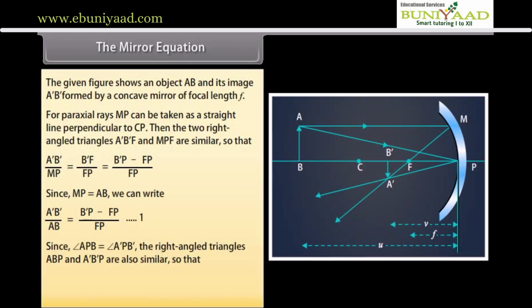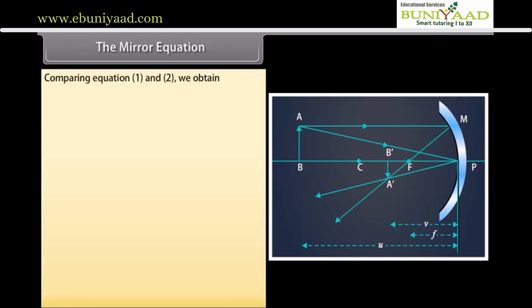Since angle APB is equal to angle A'PB', the right-angled triangles ABP and A'B'P are also similar, so that A'B' by AB is equal to B'P by BP. Name it as 2. Comparing equations 1 and 2, we obtain B'P minus FP by FP is equal to B'P by BP. Name it as 3.